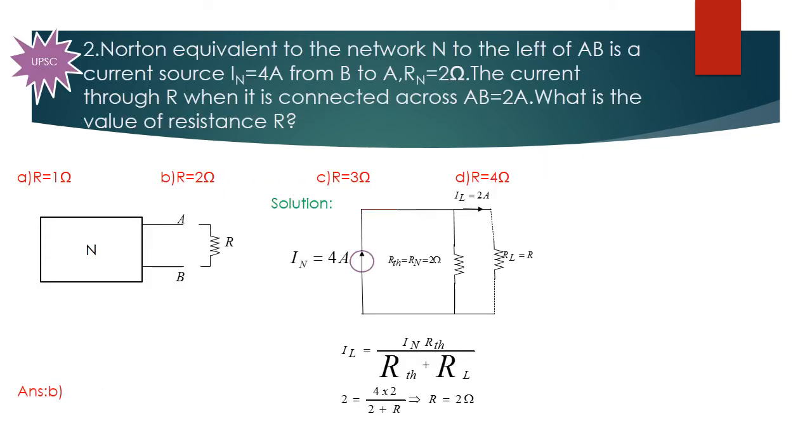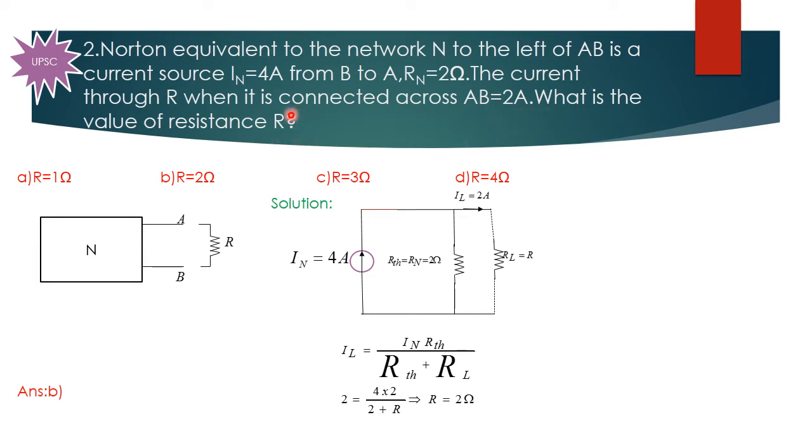So next problem. Norton equivalent to the network N to the left of AB is a current source IN equal to 4 ampere from B to A. RN equal to 2 ohm. The current through R when it is connected across AB is equal to 2 ampere. What is the value of the resistance R?